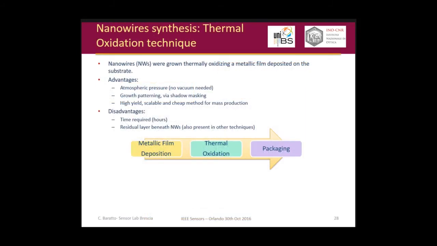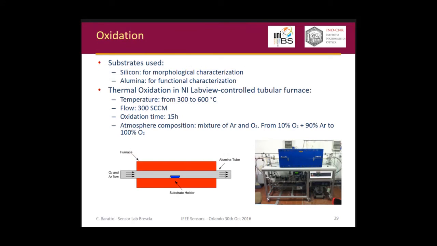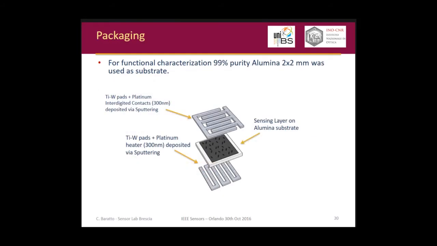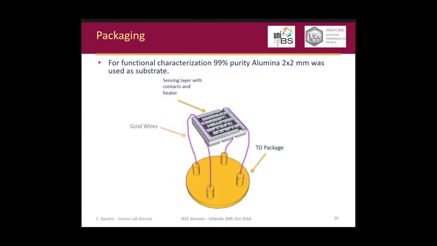So we have intrinsically stable material, and this is the deposition by thermal oxidation. We deposit the metallic film, then we thermal oxidize it in an oven, but this time we have just the substrate holder, and we obtain the material. Then for gas sensing measurement, we put a heater on the back, we put platinum interdigitated contacts, and we measure them, and we pack on a TO-H package.